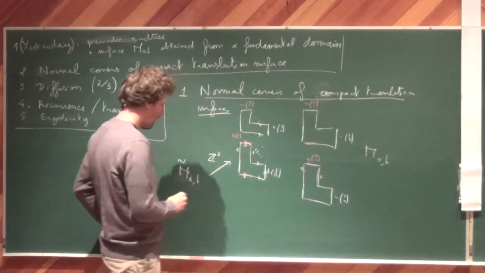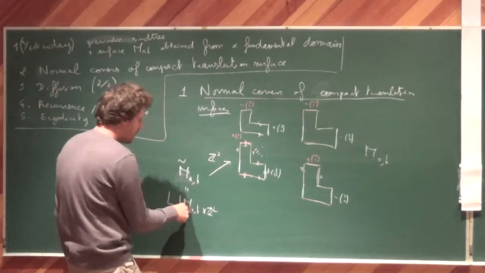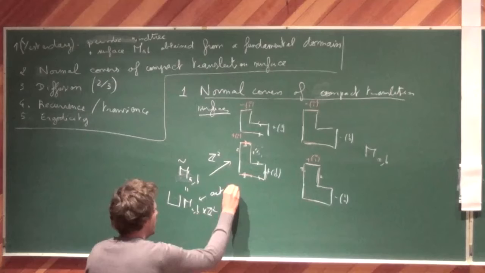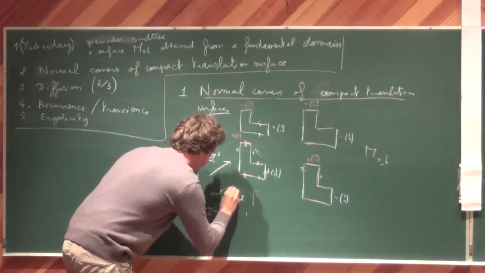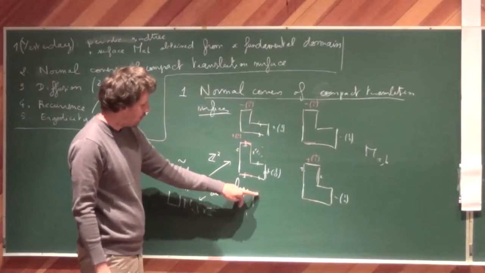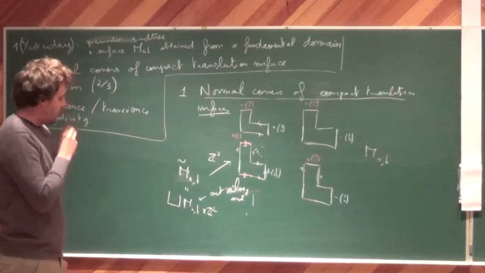So this is the union of M_AB times Z^2. So this is not exactly M_AB because you need to cut, so cut along the curves. It will be good. And what you do for the gluings, you glue back the red and the red and the blue, but with respect to the numbers which are written. So this is an example of normal covers of compact translation surfaces that I want to generalize.